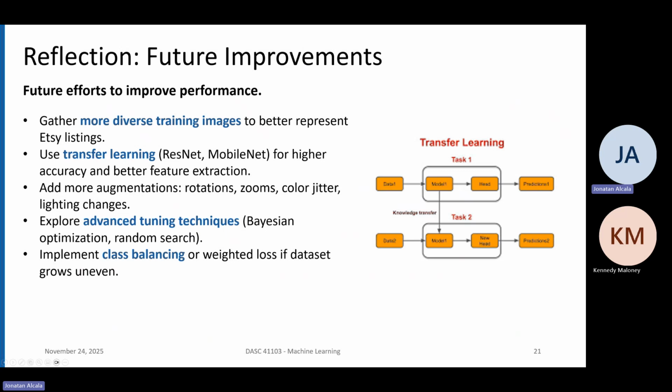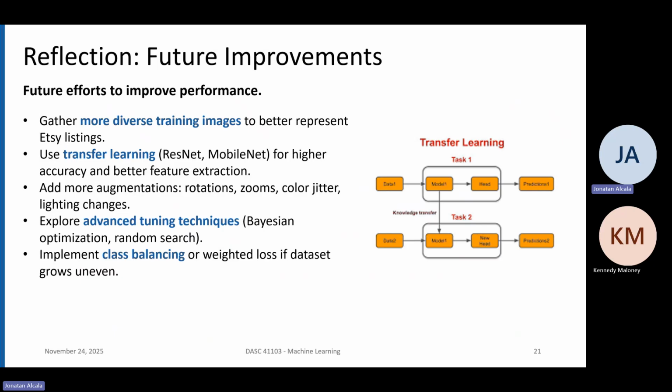And then just looking ahead for future improvements, the easiest way to improve the model is to gather more diverse training images, especially more Razorback examples and more negative examples. Another big improvement would be transfer learning using models like ResNet or MobileNet, which are pre-trained on millions of images. That would dramatically boost feature extraction on small data sets like ours.